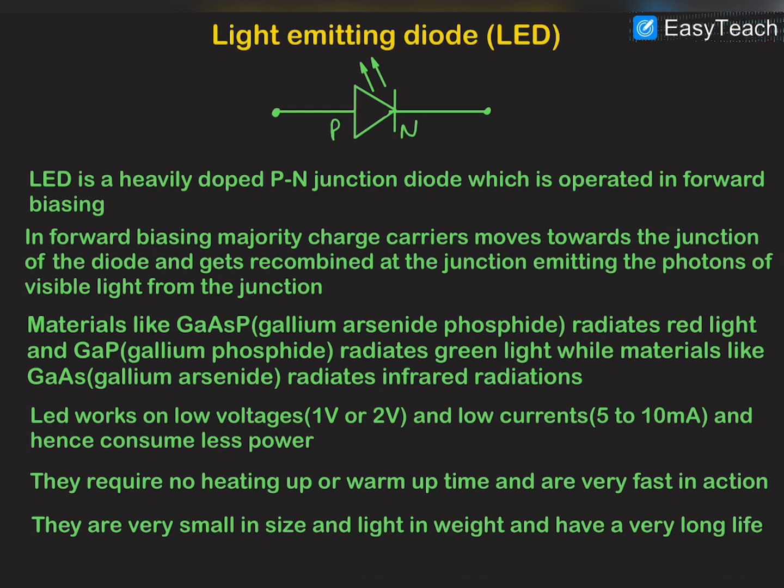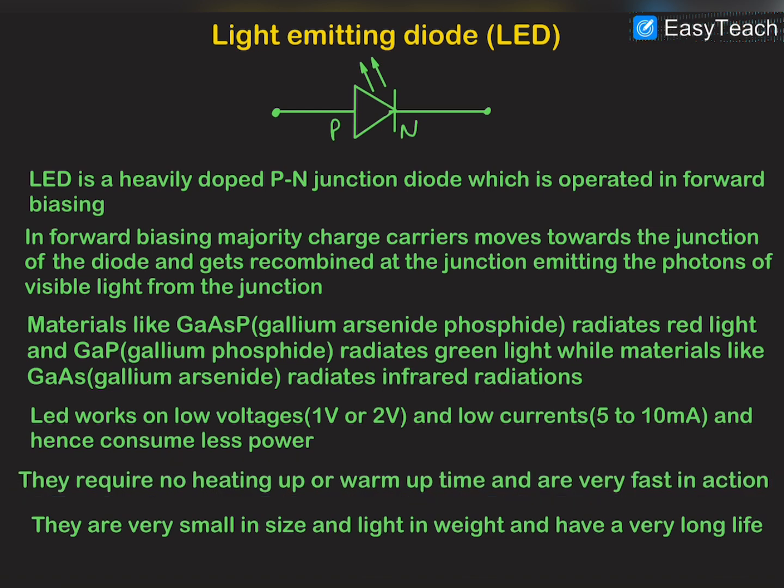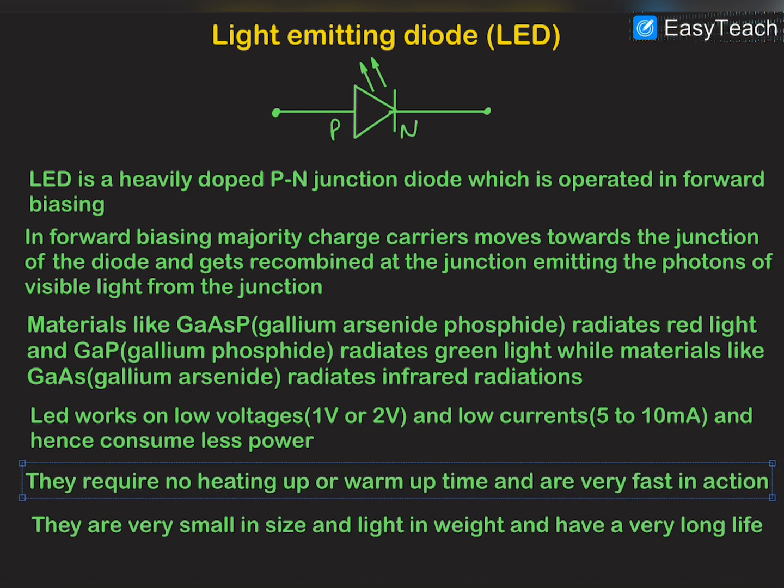The LED works on low voltages of 1 volt to 2 volt, and the current flowing in the LED is 5 milliampere to 10 milliampere, and hence the LED consumes less power. So we always prefer LED to save power consumption in our home.